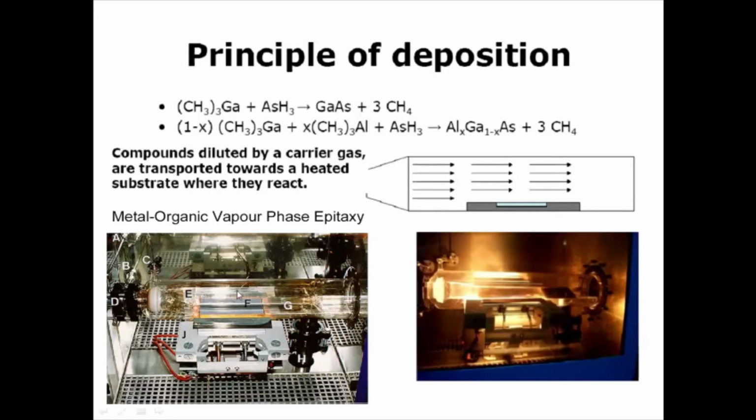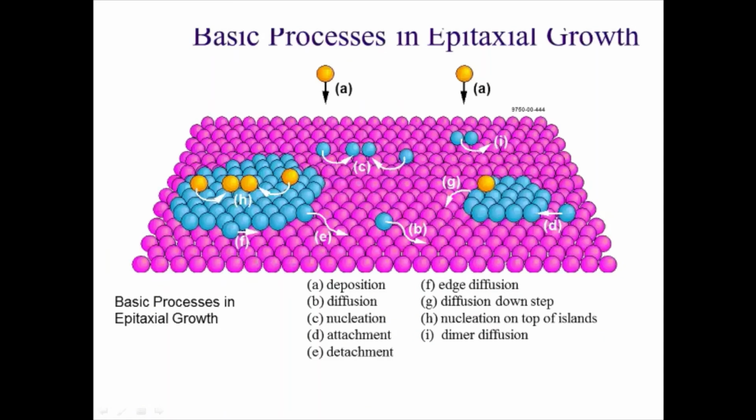So this is a typical MOVPE quartz reactor, and when it is on, it can be heated through IR heating or RF heating or resistive heating. That depends upon the temperature. So here the basic process in epitaxial growth is that this rose or pink color is your substrate, and this blue color and yellow color are the vapor species, the atoms that come out of the vapor species. So here you have deposition, diffusion, nucleation, attachment, detachment, diffusion down a step, nucleation on top of islands, dimer diffusion, trimer diffusion. So many processes come into the picture.